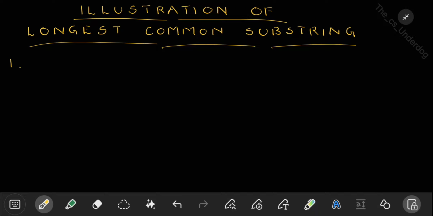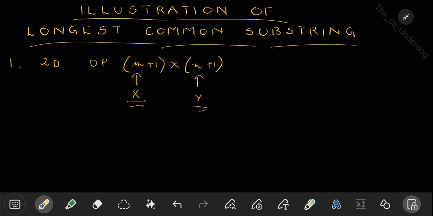First step: we want to have a DP table. There should be a two-dimensional DP table of size m plus 1 cross n plus 1. What are m and n here? m is the size of your first string, let us say x, and n is the size of your second string, let us say y. I'll note it down here so that you won't have any confusion. x and y are the strings you have. x has length m, and y has length n. So you have a DP table of size m plus 1 cross n plus 1.